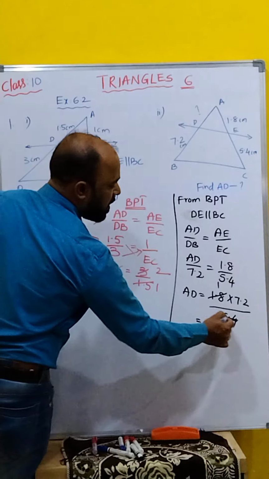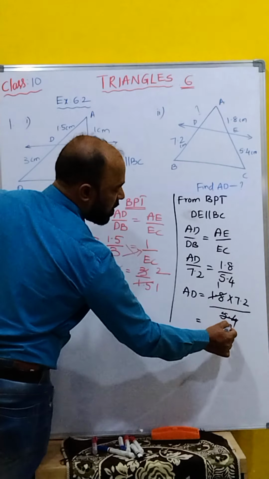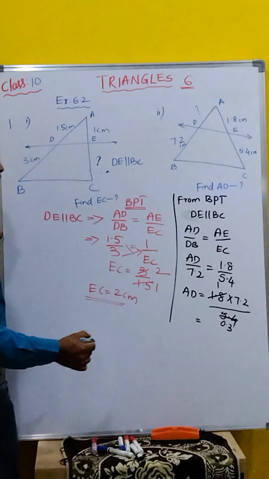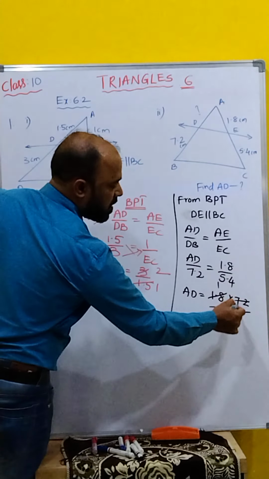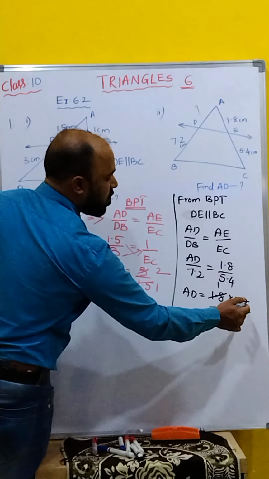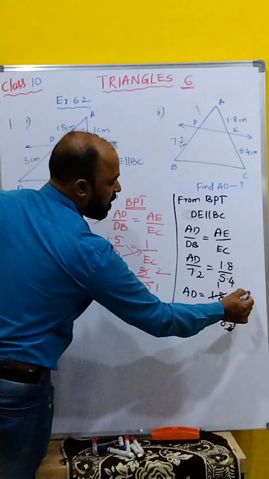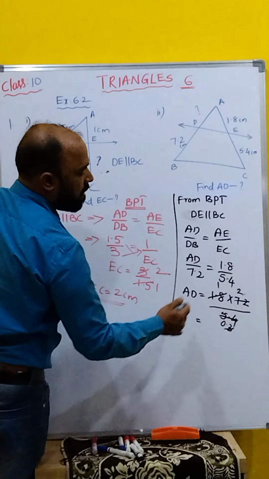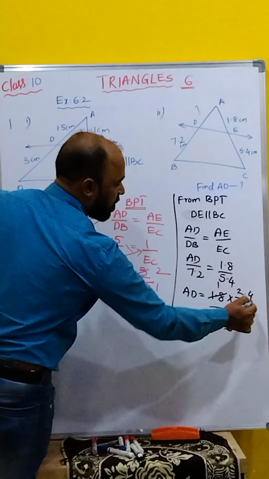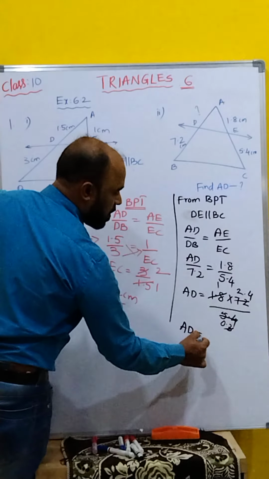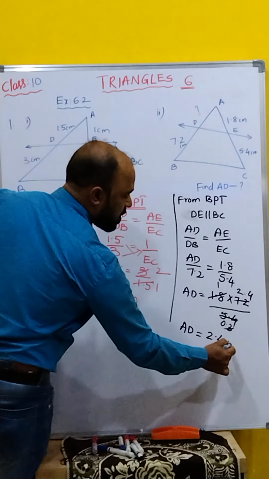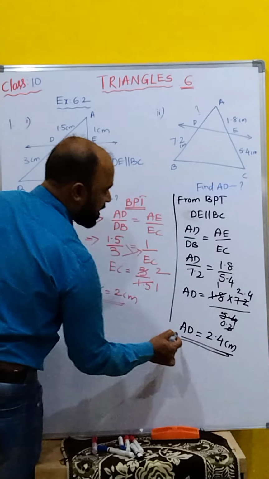Then what is the answer? 1.8 ones, and here 0.3. Then cancel that also. 0.3 into 72, 3 twos are, then the other one is 1 2, it's a 4. Then AD is equal to 2.4 centimeters. Clear children?